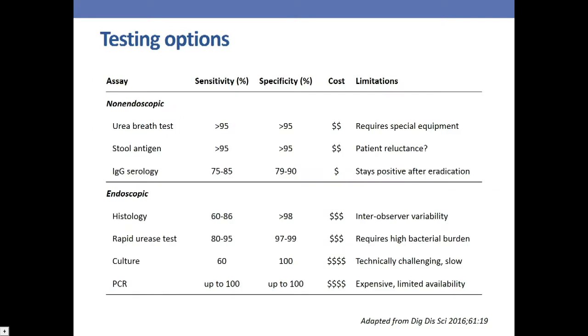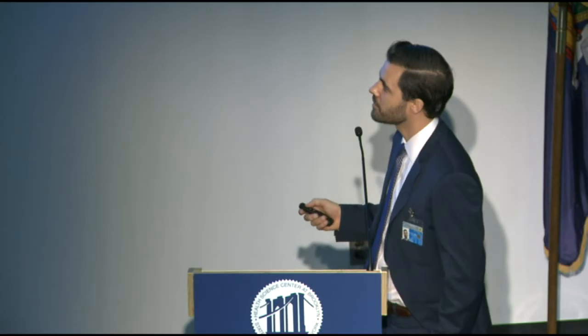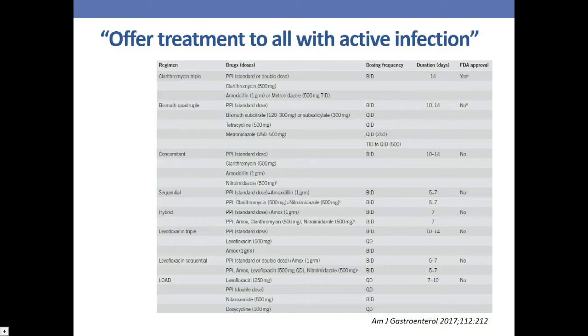Okay, so how do we test? If we are deciding to test, we have non-endoscopic and endoscopic options. Among the non-endoscopic options, the two with the highest sensitivity and specificity are the urea breath test and the stool antigen assay. They're pretty similar in sensitivity, specificity, and cost, and have really limited limitations. IgG serology is something we should be avoiding unless we have a high pretest probability. Maybe you're doing an endoscopy on a patient, and those tests are used commonly.